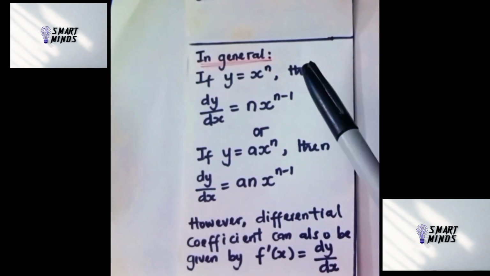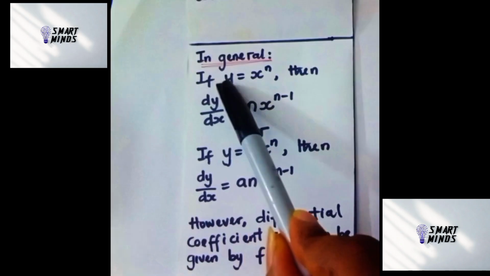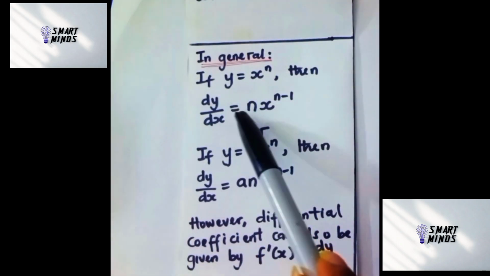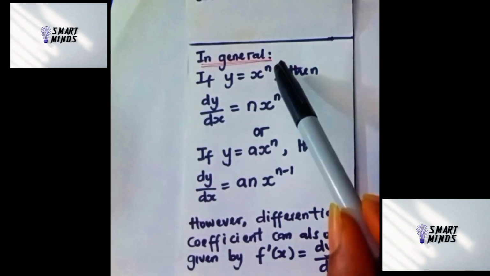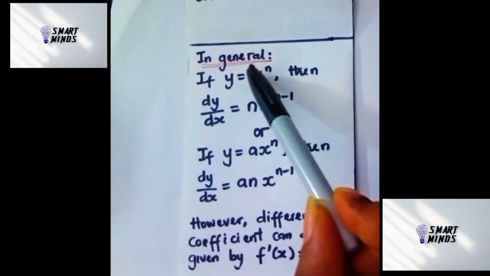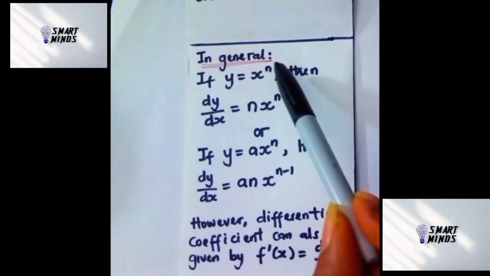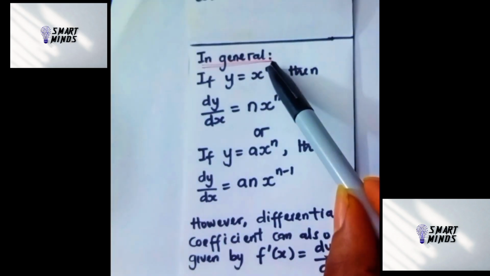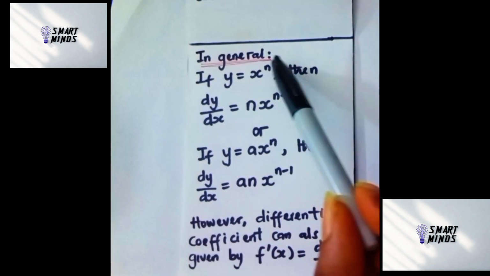Now let's quickly take a look at the formula to use whenever you want to differentiate an expression in x. The first part of the formula is: if y equals x raised to the power n, then dy dx equals n x raised to the power n minus 1. This simply means that you are multiplying the power n by the coefficient of x, which is 1 in this case, then you subtract 1 from the power. Remember, you are only doing two things basically.